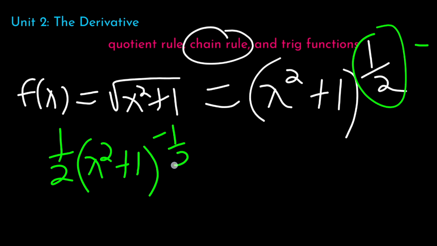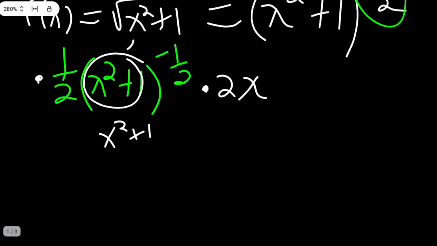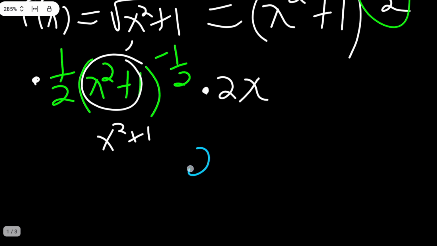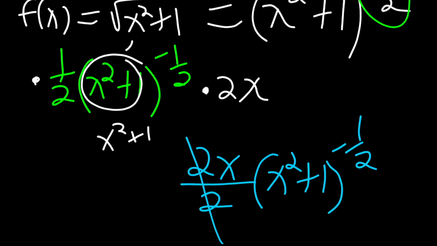It's negative 1/2. But now we have to multiply this whole thing by the derivative of the inner function. Okay? So what's the derivative of x squared plus 1? 2x. So now our final answer is going to come out to be 2x over 2 times x squared plus 1 to the negative 1/2. And the 2s are going to cancel out, and that's all you need for your answer, really. But you can always simplify the negative exponent.